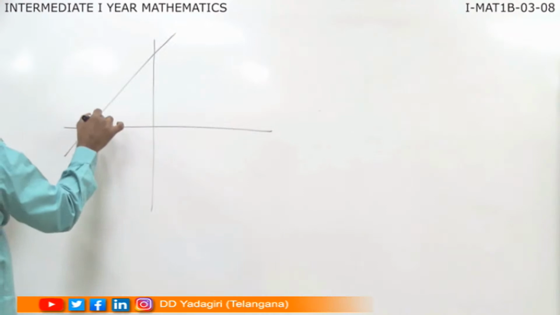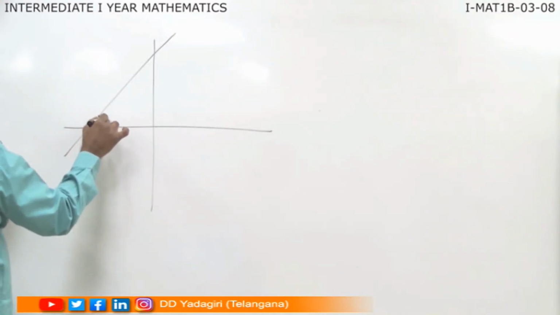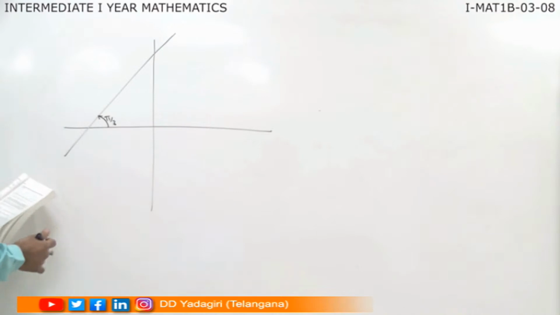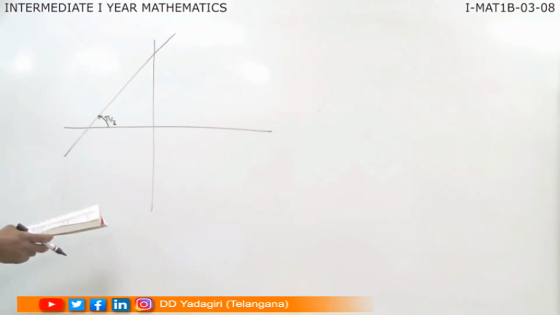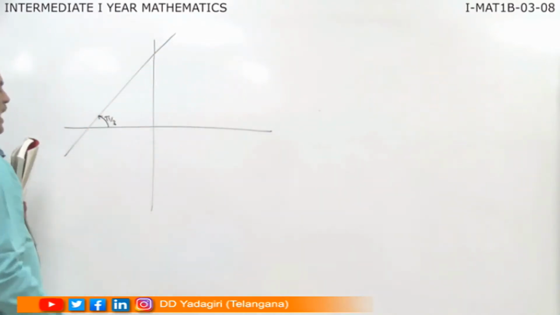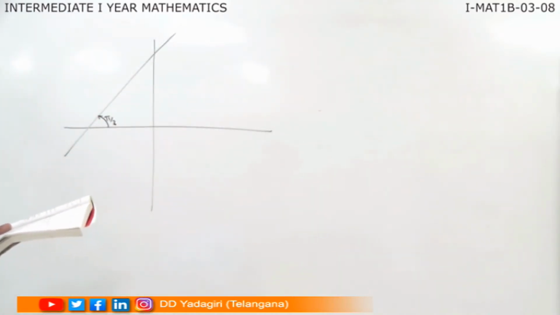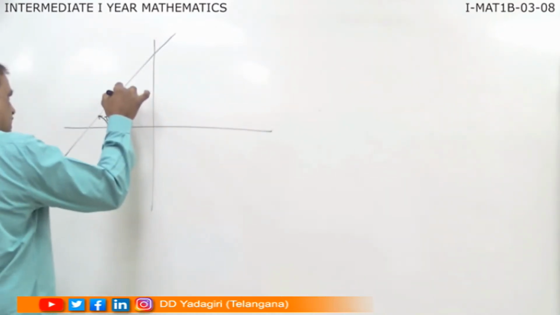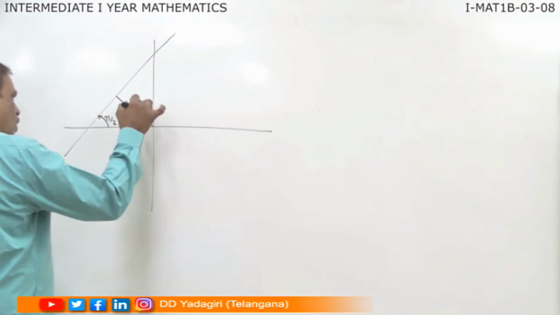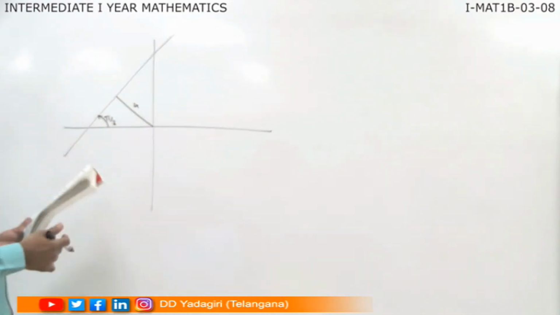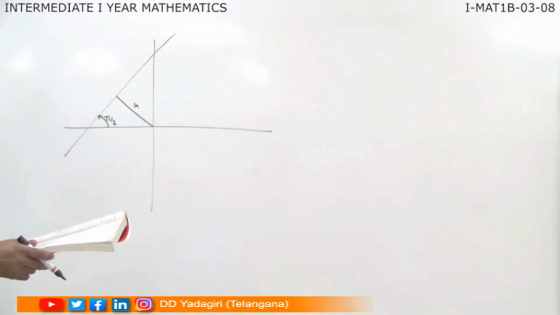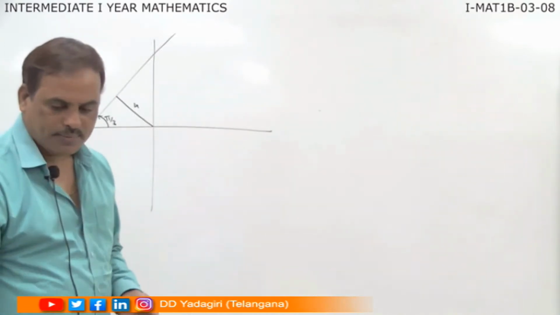This is a straight line. This line is making an angle pi by 3 with the x-axis in the anti-clockwise direction, and it's making positive intercept on y-axis. If the straight line is at a distance of 4 units from the origin, this line is at a distance of 4 units from the origin, then find the equation of the line.